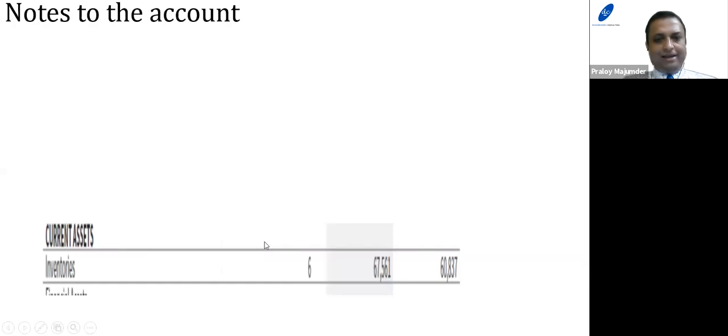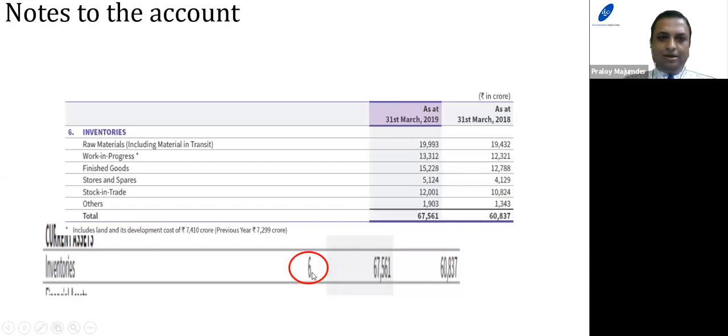Now, next is inventory. Here we have again taken a screenshot of the Reliance balance sheet. For inventory, this is the note. Let us look at what the note will contain. If we go to the note, we find that this is the breakup. In this case, the inventory breakup has been given as raw material, WIP, finished goods, spares, etc. So this is the way the notes give a much better picture of each item.